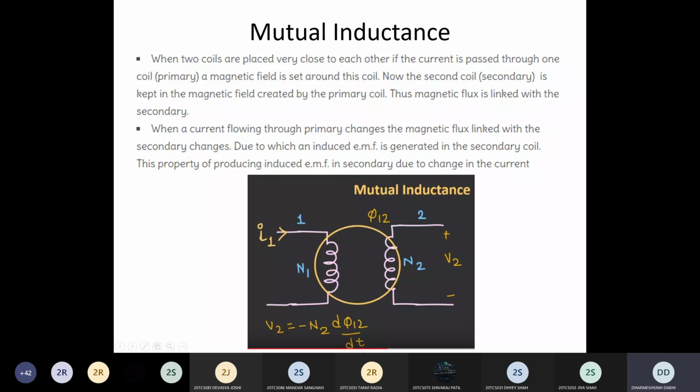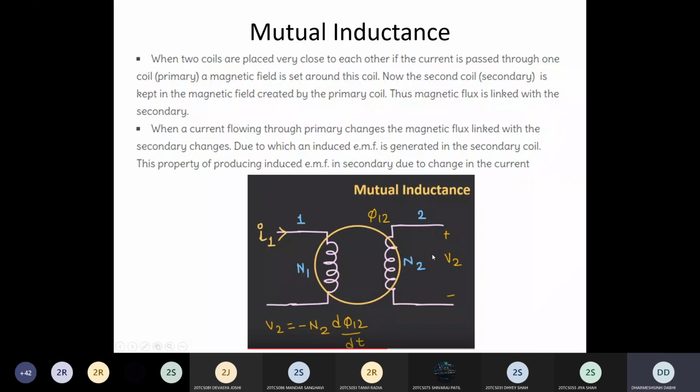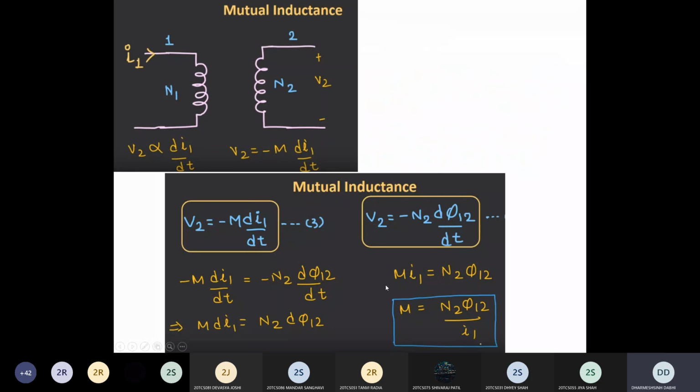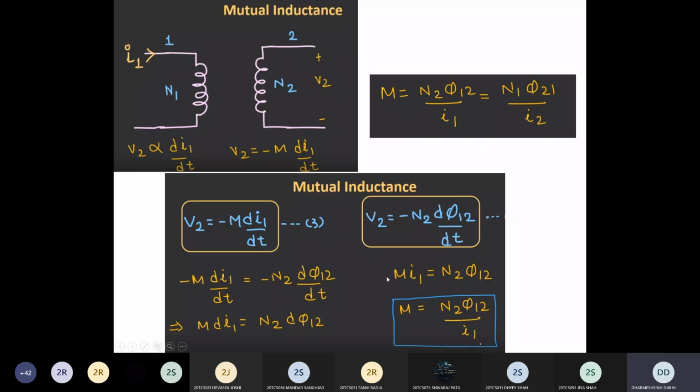As you can see in this video, the equation of V2 when current is flowing into the coil number 1, voltage induced in the secondary coil is V2 is equal to minus N2 d phi12 by dt. So those who have not written the equation, please write down now. Same way, suppose voltage induced in the coil number 1 because of the current flowing into the coil number 2. So we can write V1 is equal to minus N1 d phi21 divided by dt. Clear?